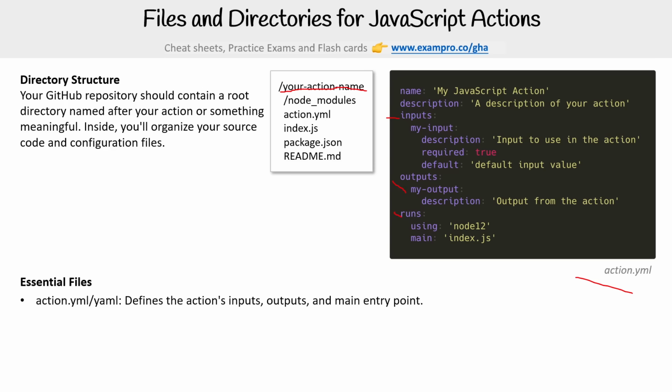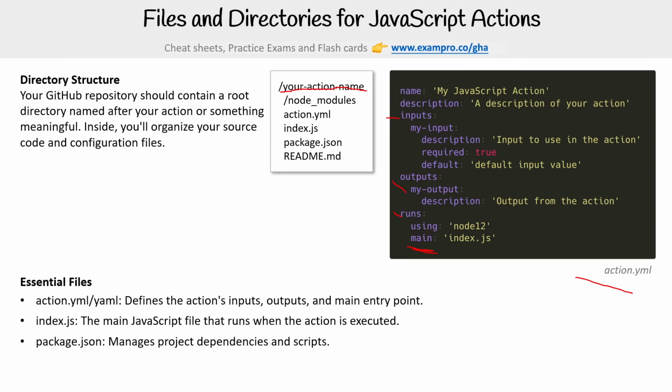Let's talk about essential files. You have to have an action YAML file with the inputs, outputs, and main entry defined. The main entry here would be this, the main, okay? In JavaScript, you'd have to have an index.js, though I imagine you could probably change the name of it, but that's what it expects it to be. You have to have a package.json.